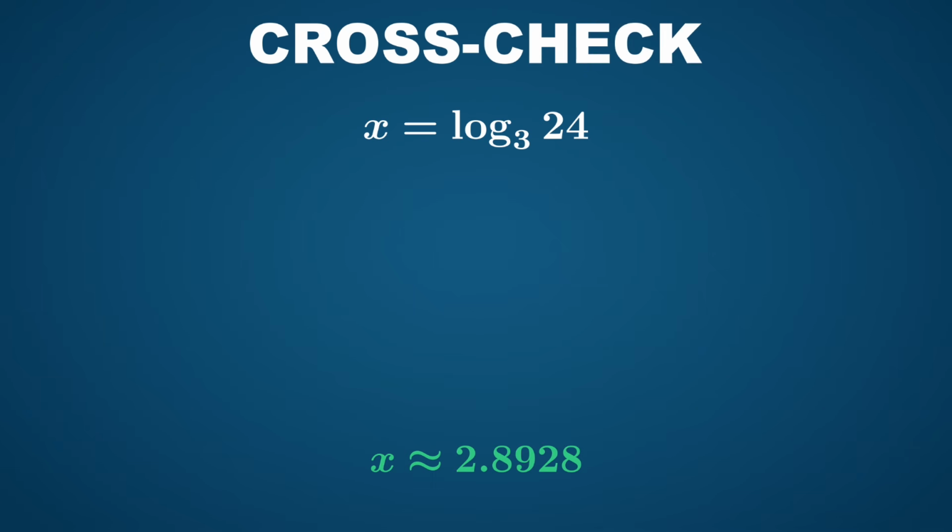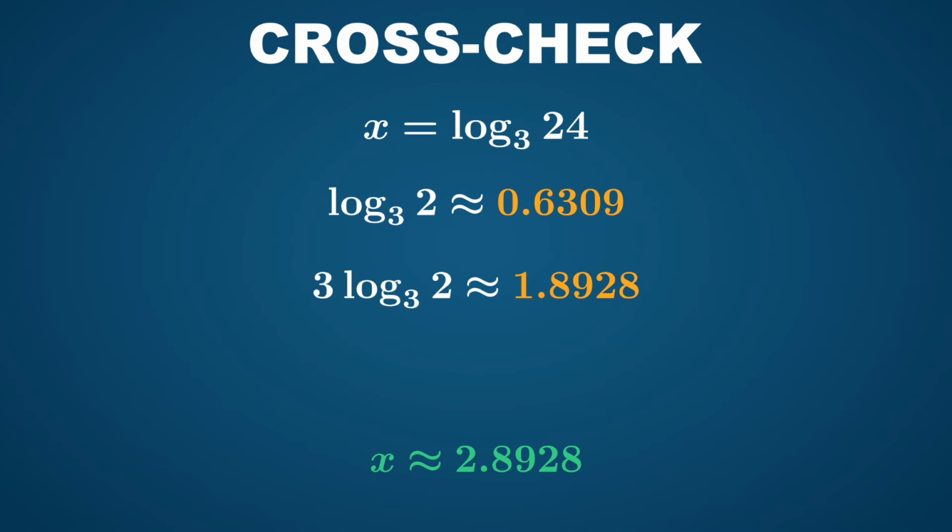We can test this against our other exact form as well. Log base 3 of 2 is about 0.6309. 3 times that value is about 1.8928. Adding 1 gives 2.8928 again. Both forms land on exactly the same decimal.